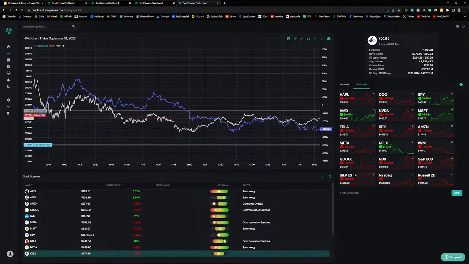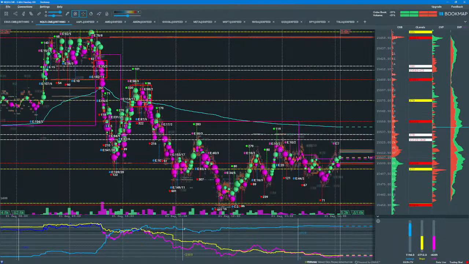All right, let's go back to Bookmap now. So pretty similar price pattern for NASDAQ as the S&P 500. All right, let me check for questions.